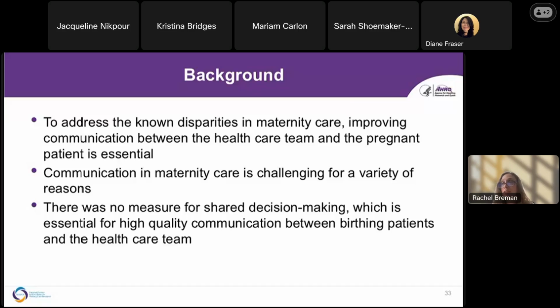That care and that communication and education starts in prenatal care, and shared decision making has been frequently cited as being the gold standard for good patient-provider, patient-healthcare team communication. Prior to my work, there really was no measure for shared decision making that included both prenatal and intrapartum care. And so I'm going to be discussing why this is important and how you can think about this for your practice. So you can go to the next slide.